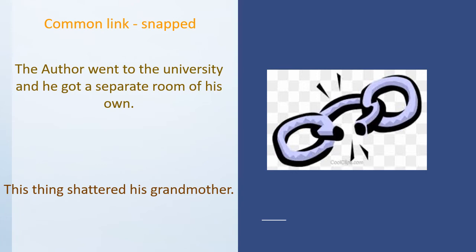So this was the routine when she was given a separate room. When the author started going to the university and he got a separate room of his own, the common link, the room which they shared, was snapped from them. The grandmother accepted her seclusion, her separation, with resignation, and this thing shattered his grandmother. She stopped talking to anyone. She was unhappy when the common link, the room, was taken away from them.